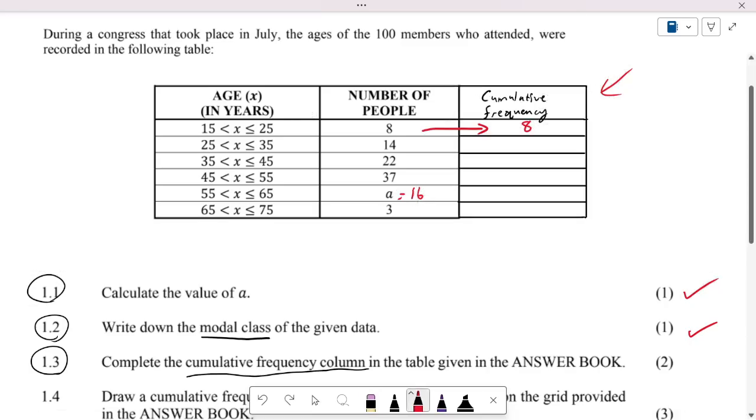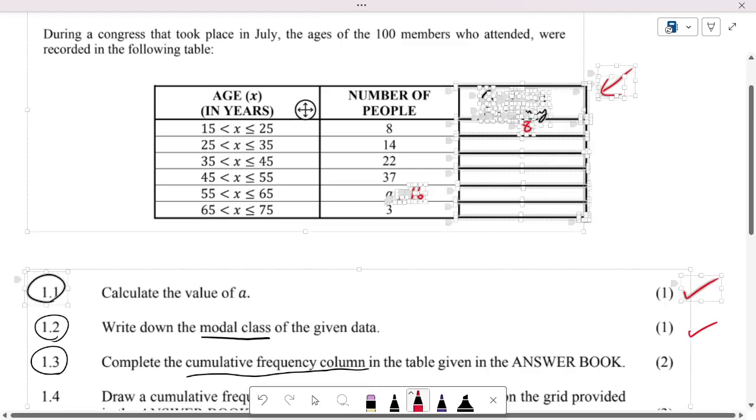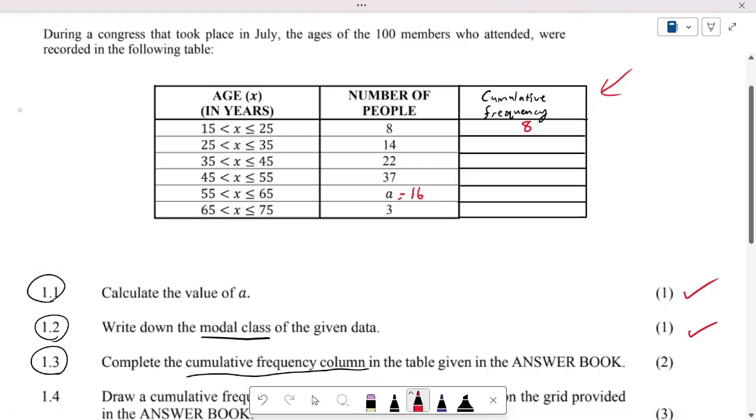And now I'm erasing everything. Great. So how we're going to continue is the following method over here. We're going to take this 8 and add it with the next number in the second column, and that's going to be 8 plus 14, which is equal to 22. And then we're going to do the same thing again for the next row. So it's going to be 22 plus 22, which gives us an answer of 44. And then if we add these two together, we're going to get 44 plus 37, which is equal to 77.